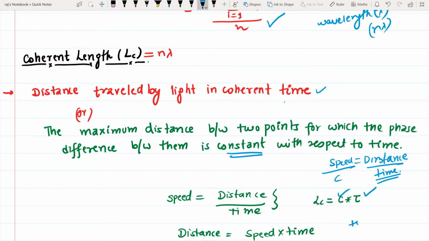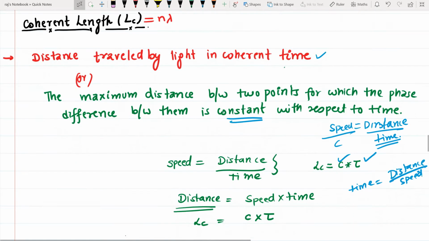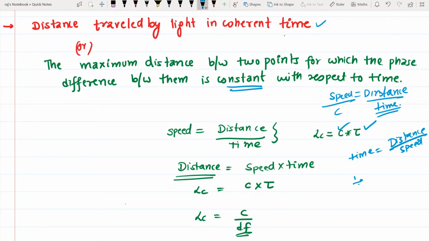Okay, also we know again from this that distance is equal to speed into time. So time will be what? Distance by speed. So in any wave you can define time as equal to lambda by c. So if you are to calculate the frequency from this, the frequency will come out to be c by lambda.